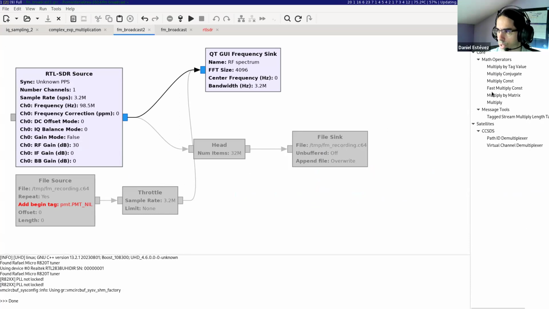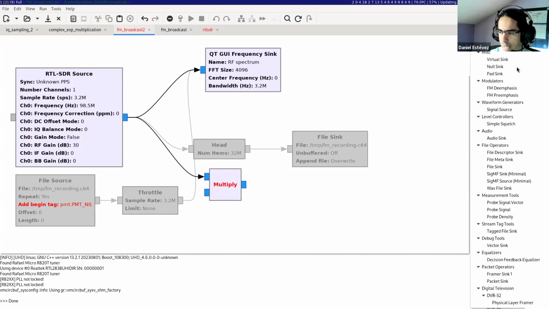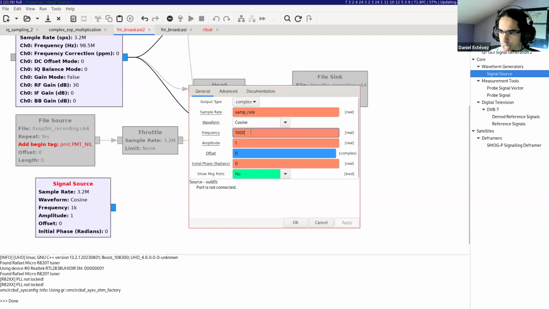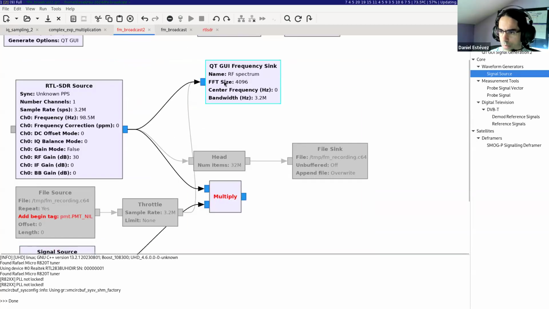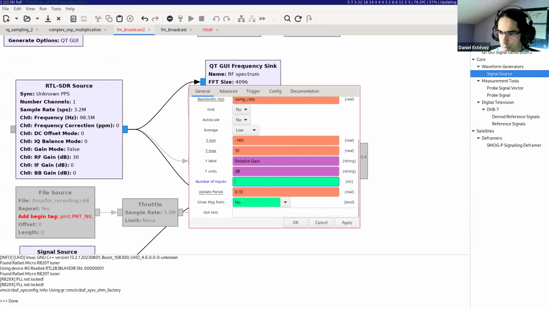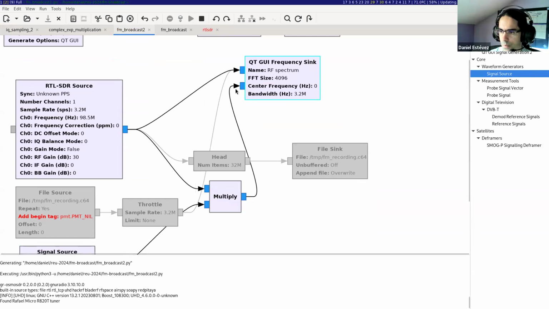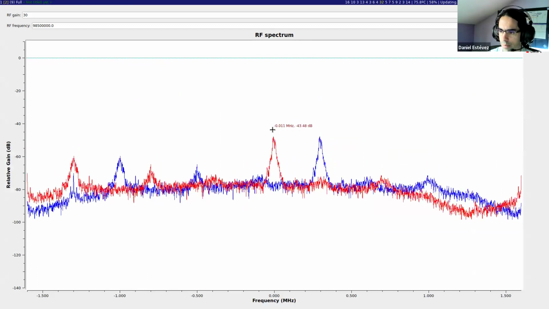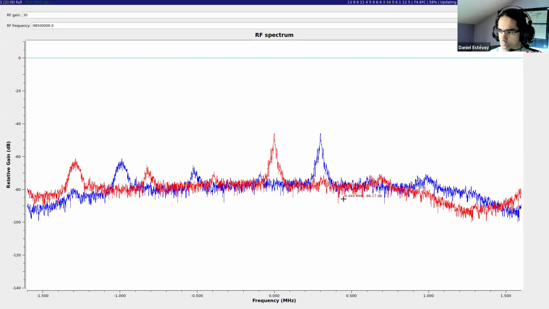It is a multiplication by a signal source which generates something at a frequency of minus 300 kilohertz. And then I can put here 2 inputs. And show how the signal of interest is now in the middle. And everything else has been shifted by the same amount.